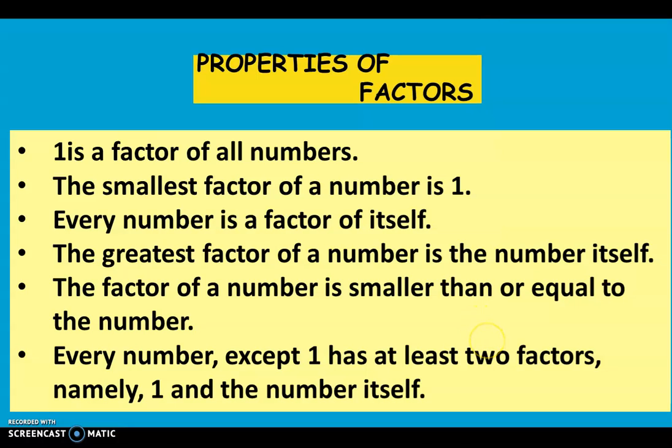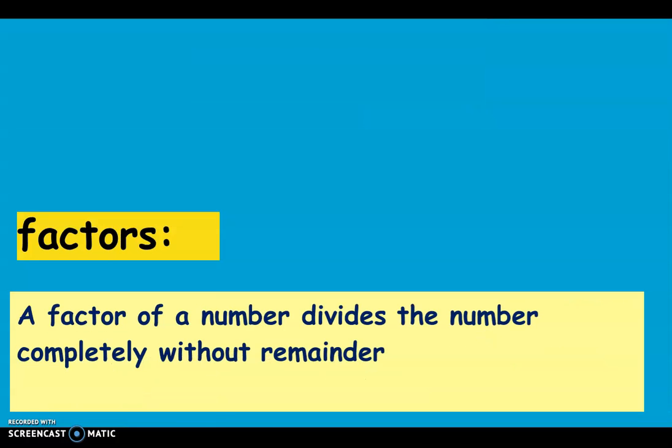Before going into the properties of factors, we'll just see what a factor is. A factor of a number divides the number completely without remainder. When you divide a number by a number, you should get the answer without remainder. The quotient should be there with zero remainder. So that divisor and quotient will be the factors.